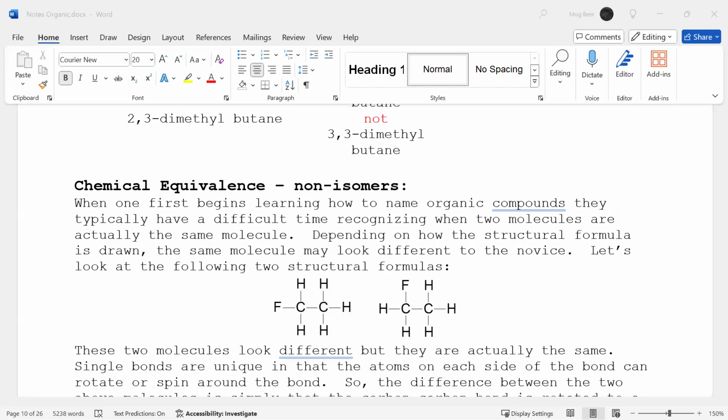Okay, so we talked about isomers, and now we're going to talk about chemical equivalents and non-isomers, things that could look like isomers but aren't, because they're actually exactly the same thing. So chemical equivalence is for us to be able to look at a drawing and determine if the thing is the same or not. So these two substances are the exact same thing.